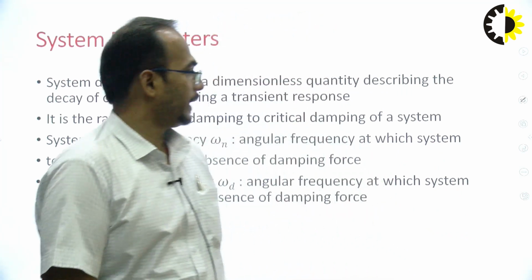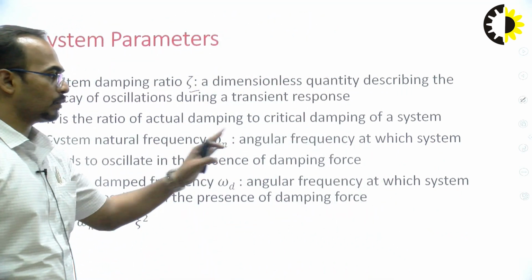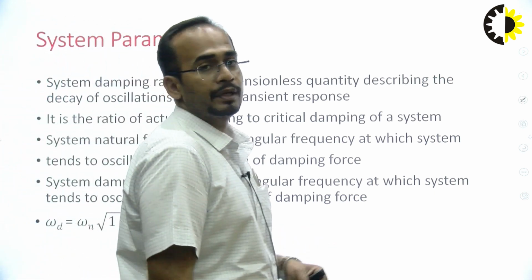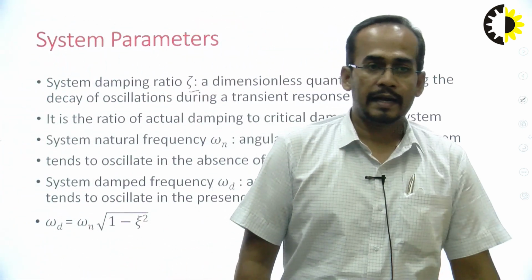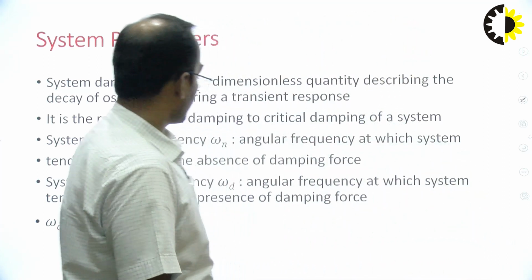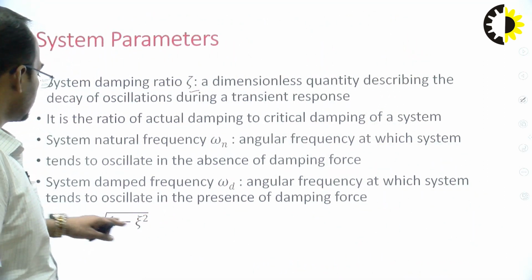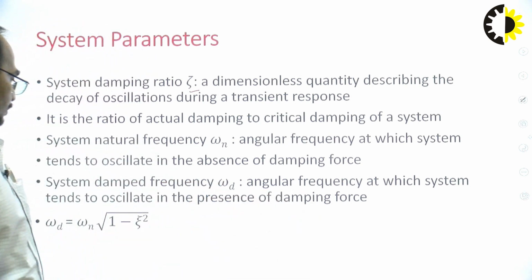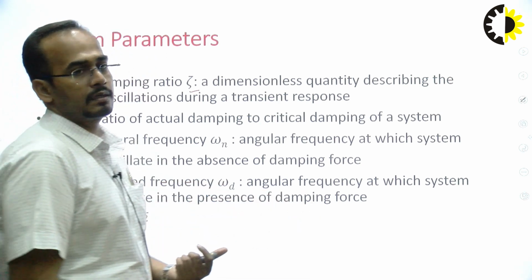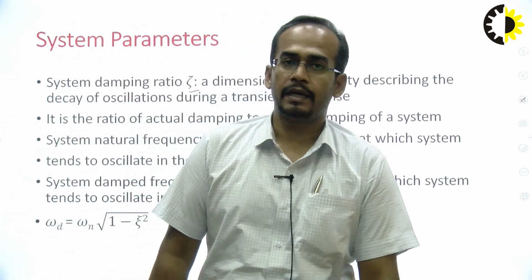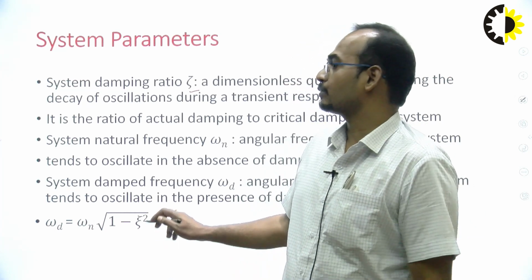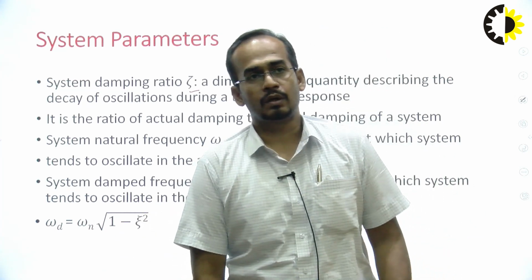Natural frequency omega n is the angular frequency at which the system tends to oscillate in the absence of damping force. And what is the damped frequency? Angular frequency at which the system tends to oscillate in the presence of the damping force. Mathematically we can write omega d is equal to omega n under root 1 minus zeta square. So, this is the relation between natural frequency and damped frequency of the system.